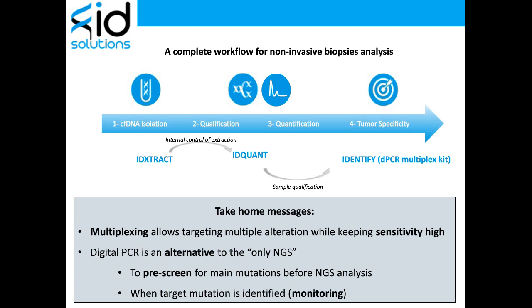The take-home messages are that multiplexing allows targeting multiple alterations while keeping sensitivity high, and that digital PCR is a good alternative to the only NGS way. So this helps you to pre-screen for main mutations before NGS analysis, and it's really useful when you have to monitor known mutations during treatment monitoring.